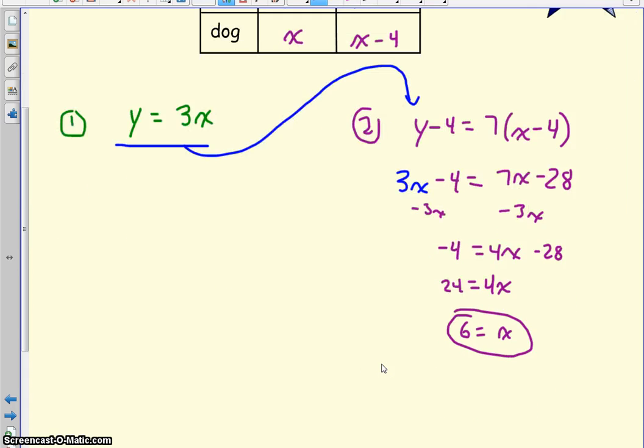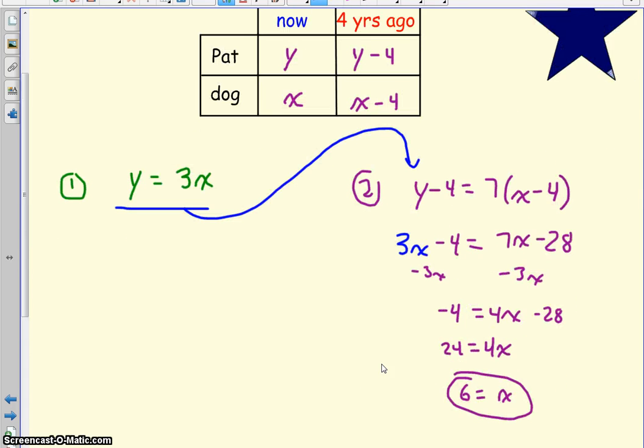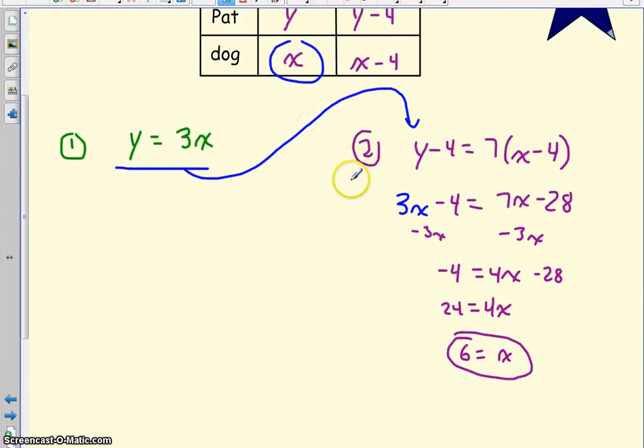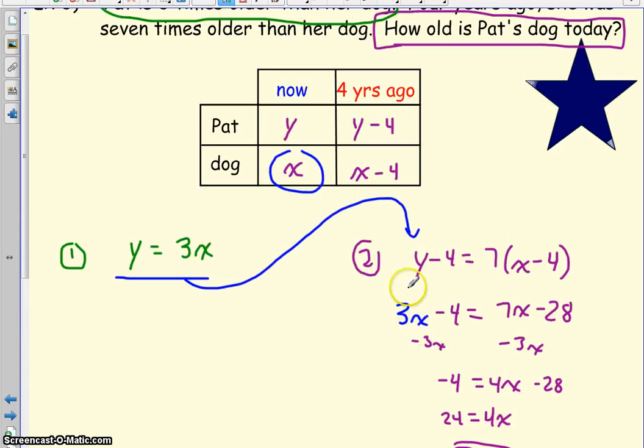Okay, and in this particular case I'm actually done, because normally you'd want to go and find the other variable, which in this case is y, Pat's age right now, but the question isn't actually asking for that. The only thing the question asks for is the age of Pat's dog today. So we defined that to be x. We found x down here, so the dog is 6 years old.